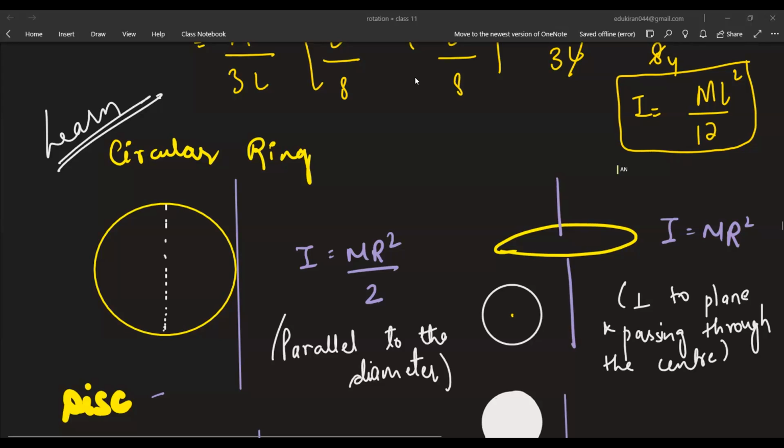Static and kinetic friction also have the unit of force because it's a force ultimately. So static and kinetic friction also have the unit Newton.